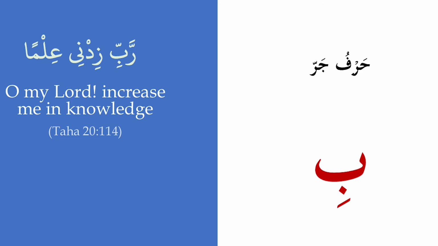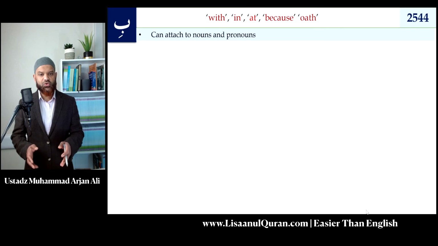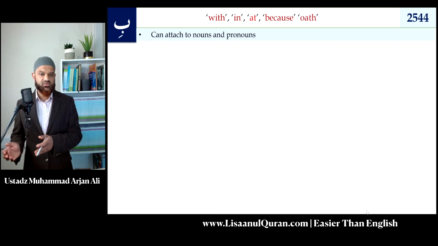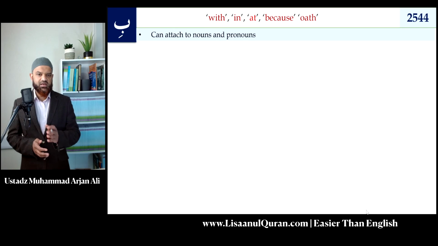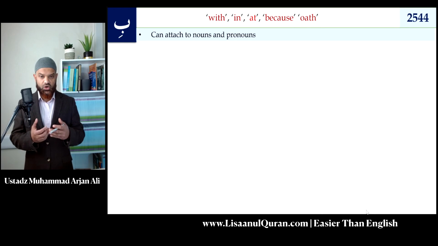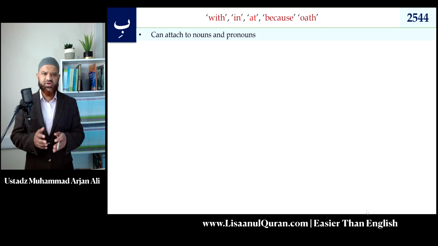Harf of Jarr B. B is also one of the most common words used in the Quran. Again, being a one-letter word is not obvious. It's always joined to the word that it is making into a jar status. Now here it is used 2,544 times in the Quran. It has a number of meanings: with, in, at, because. It can also be used as oath. So quite a range, but most common meanings you'll get in, with, etc.